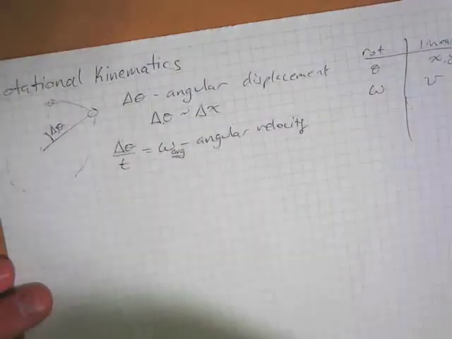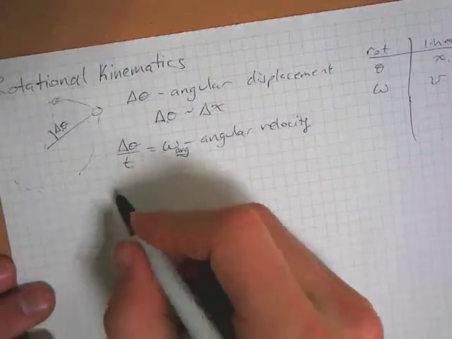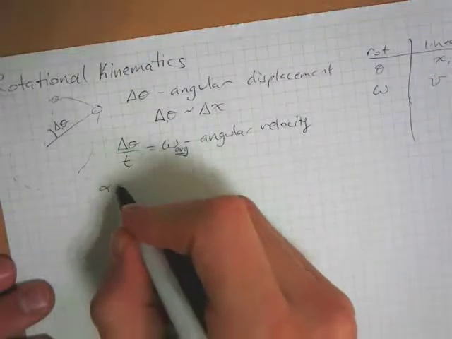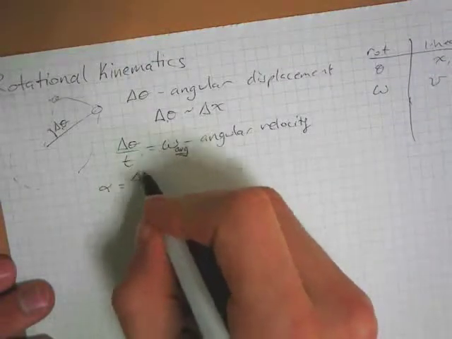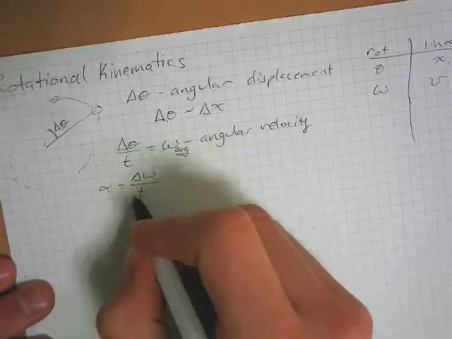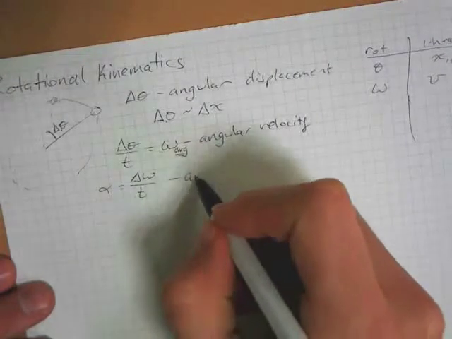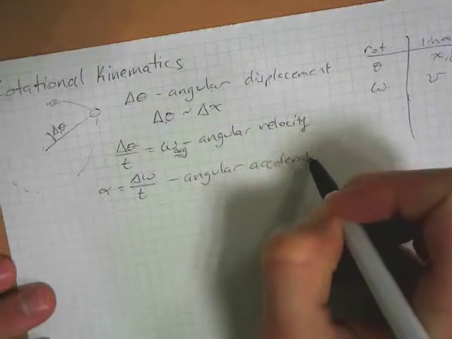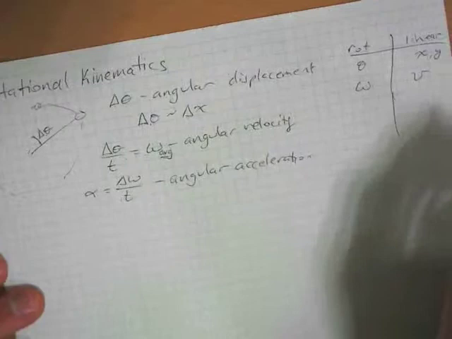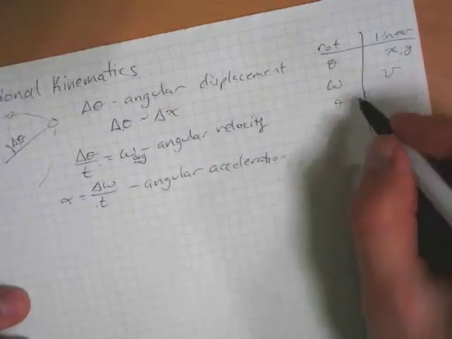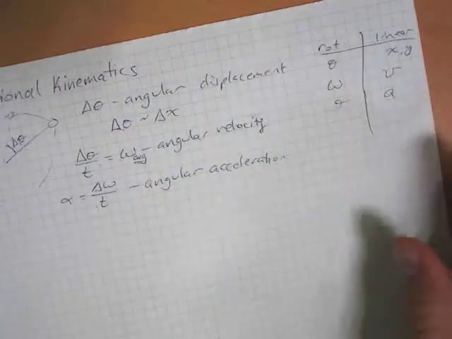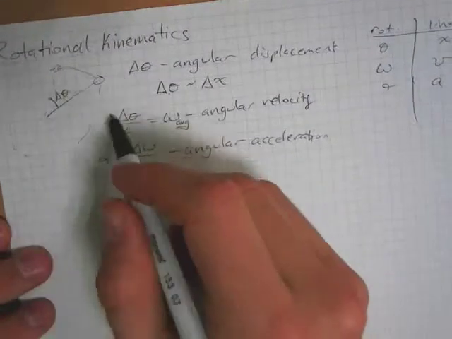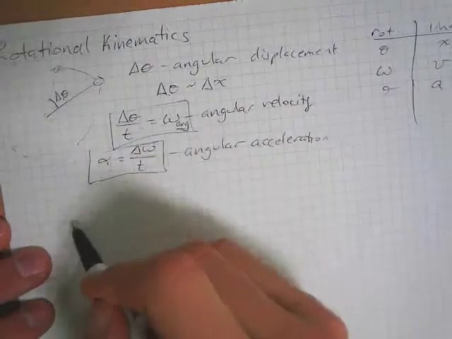And then we can also define angular acceleration. The Greek letter alpha, the little fishy, is delta omega over t. That is angular acceleration. And angular acceleration, of course, is just like our linear acceleration. Now, these are the equivalents of some of our kinematic equations.